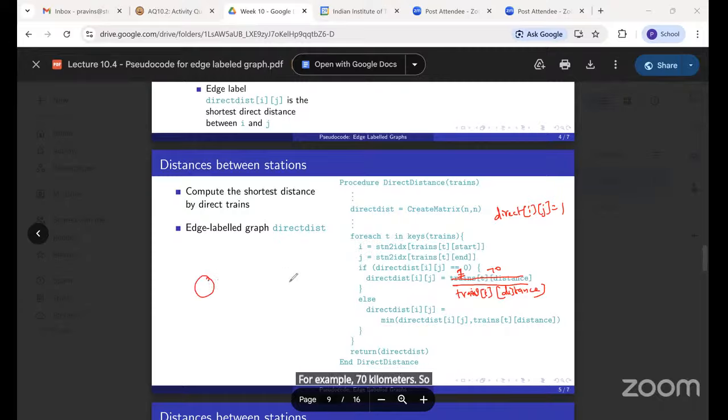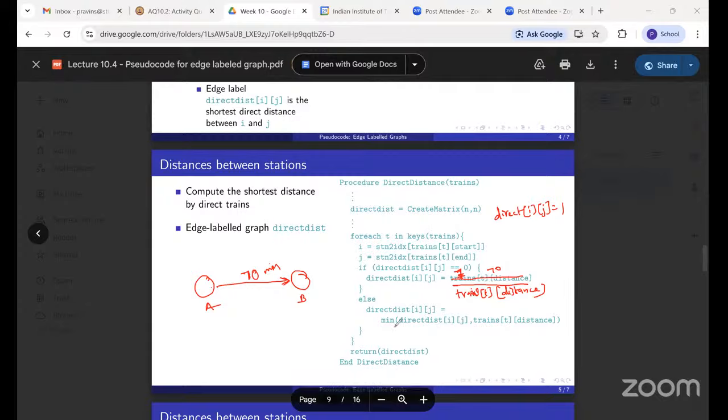So there will be nodes something like this, A, B, and I'll be drawing an edge. Earlier this edge represented 1. 1 means there is reachability. That's it. Now my edge will have the information 70. This 70 represents that I can reach station A and B in 70 minutes. So that is what I'm storing now.